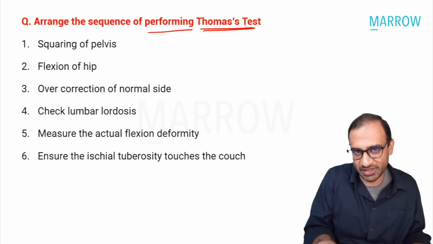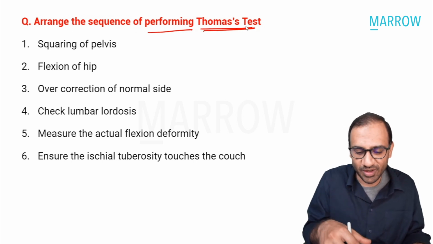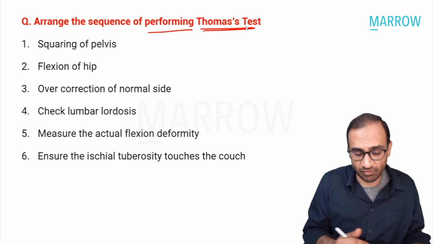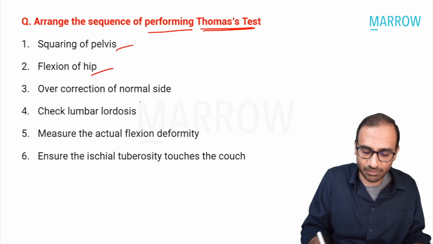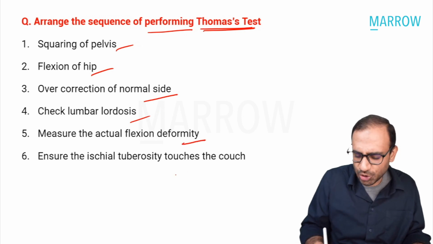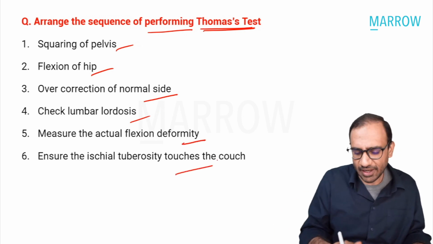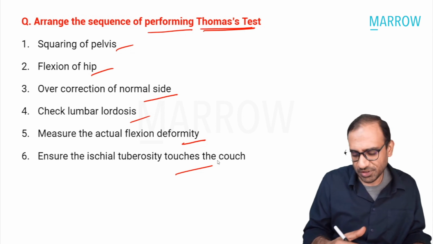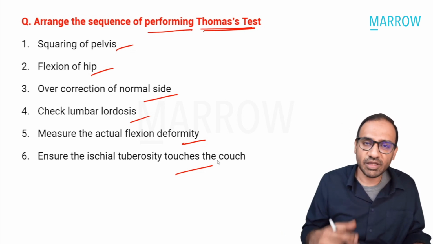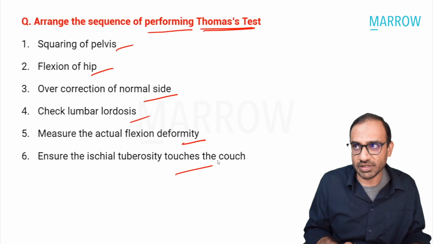So basically, Thomas test, very relevant topic for exam, but now the examiner is asking you the steps of performing: squaring the pelvis, flexion of hip, overcorrection of normal side, check lumbar lordosis, measure the actual flexion deformity, ensure the ischial tuberosity touches the couch. Again, this is a recall question, so some options might be here and there, but that's not the aim. The aim here is to learn the steps of Thomas test.